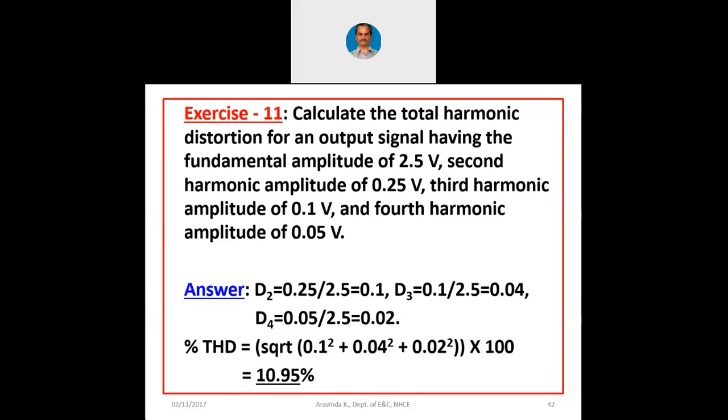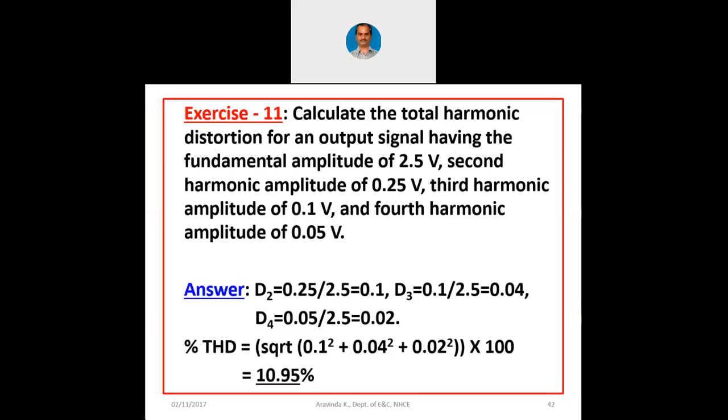Which means, if at all we use a preamplifier and in the preamplifier this much distortion occurs, it is 11% distortion. That means only about 89% is the pure signal, and the remaining 11% is distorted. This may not be the expected output in the case of a preamplifier. We have to reduce the distortion. But how to reduce the distortion? If the output signal contains the distortion, how to reduce it?